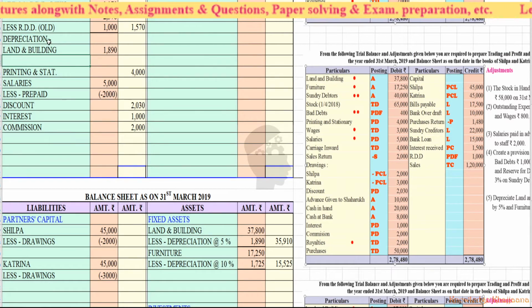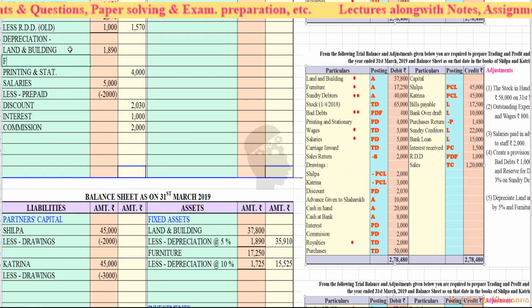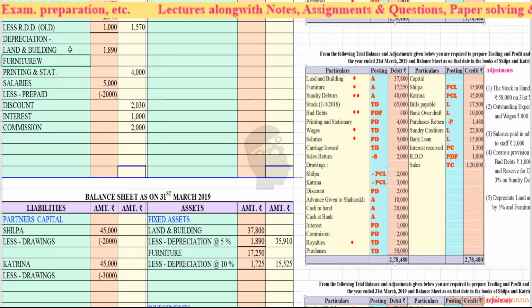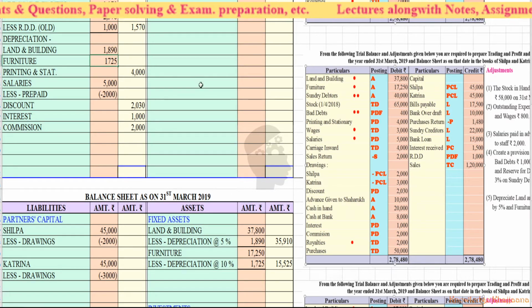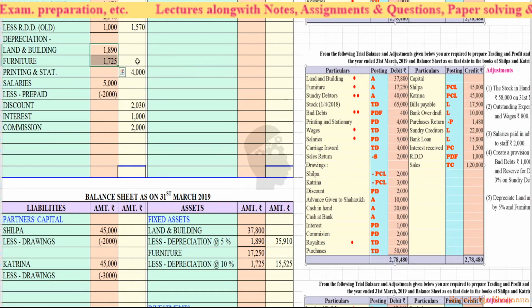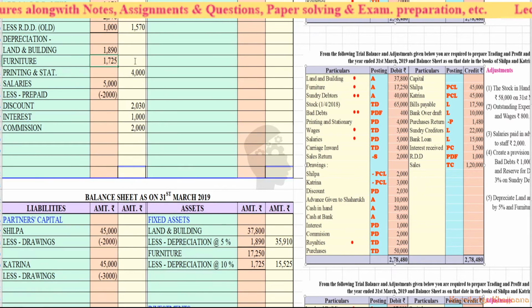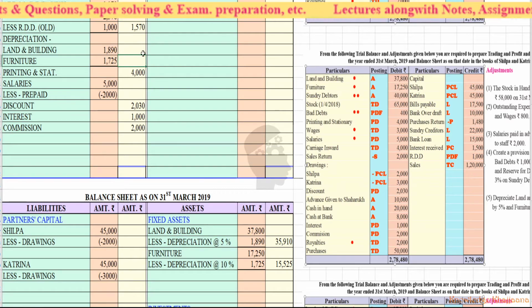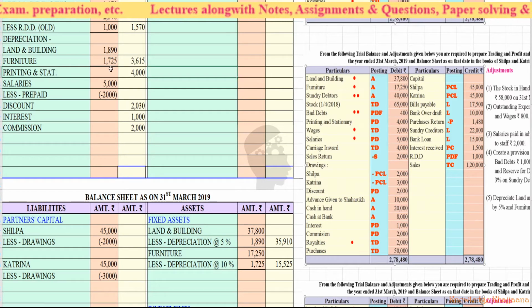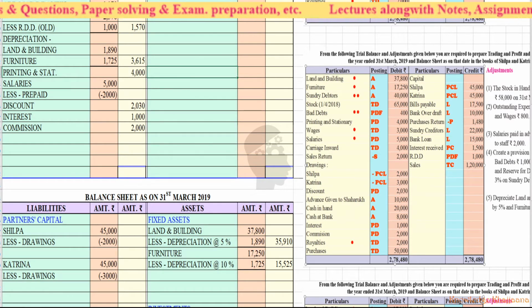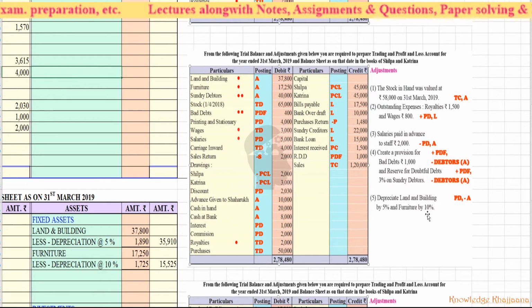Then this depreciation also we have to record: 1,725 to depreciation on furniture. So how much is the total of these two things? 1,890 and 1,725. It is 3,615, right? 3,615. Okay, so far we have completed posting all the adjustments, right?